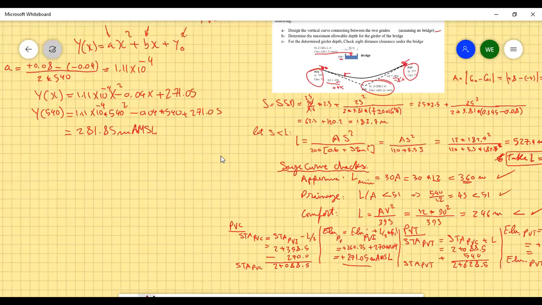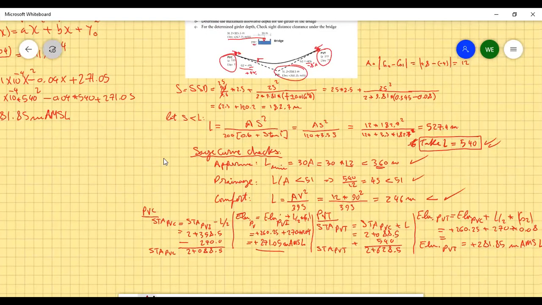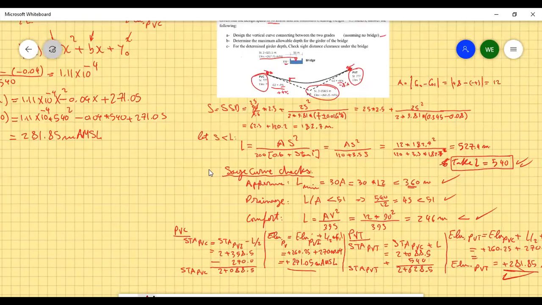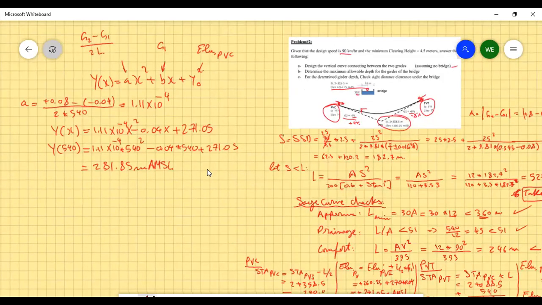Let's see what was the value here. The same, exact. So we are doing fine. So this equation is correct. This formula for the curve, okay? And so now we move on to determine the allowable depth of the girder. So we want to, let me just zoom in.